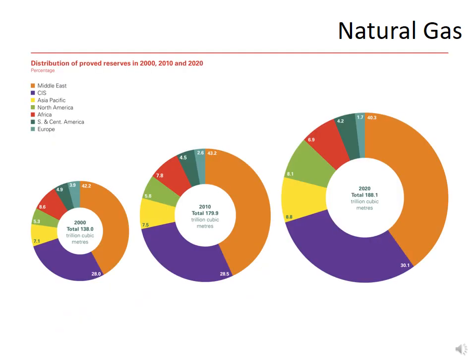In terms of proven reserves of natural gas, they've changed quite a bit. Back in 2000, we had 138 trillion cubic meters, and by 2020, that had increased to 188 trillion cubic meters. That means that exploration and fracking have increased the amount of known reserves of natural gas. If you look at the distribution of where that natural gas is situated around the world, it really hasn't changed much in the last 20 years.